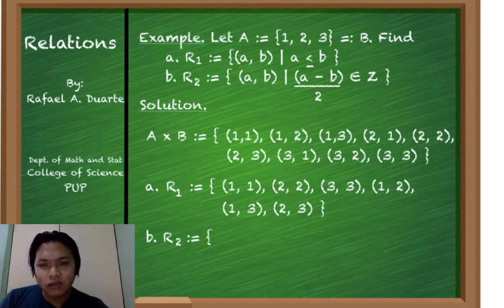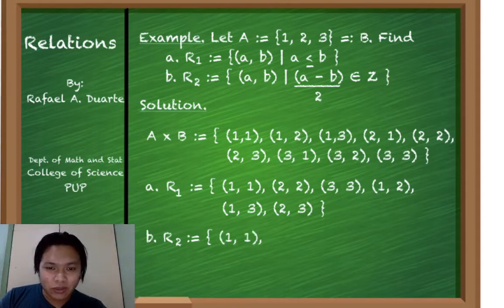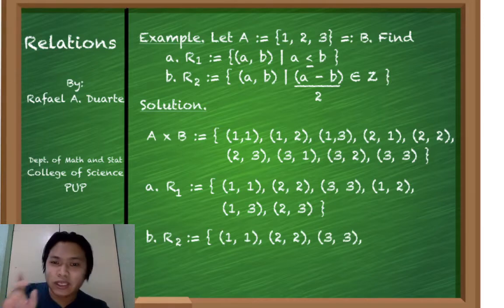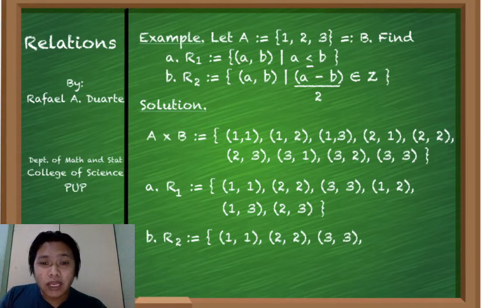So, anong gagawin ko? Yung una muna, sure ako na yung magkakapareha pasok. Kasi yung magkakapareha, 1 minus 1 is 0. 0 over 2 is 0, which is an integer. Ganun din yung 2 minus 2, tsaka 3 minus 3. So, pasok yon. Sulat ko na yon. Ngayon, yung problema ko na lang yung mga remaining elements.